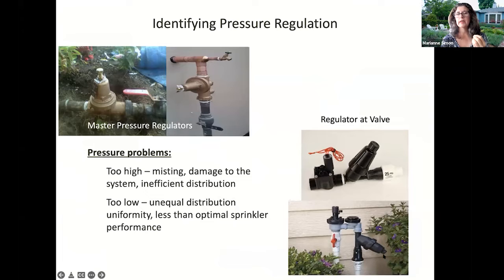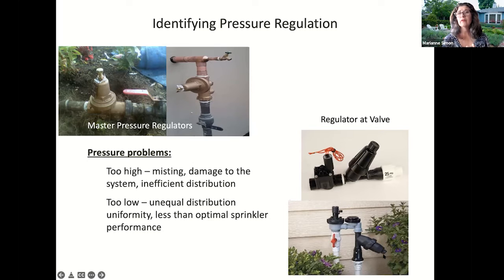You've got pressure that is required, for example, for your appliances to run correctly, but with your irrigation system, you also want to make sure you have the proper pressure. Now, if it's too high, you can see evidence of misting. It can damage the system, especially if you have drip. It can blow the pipes apart, and it will absolutely affect the uniformity of your distribution.